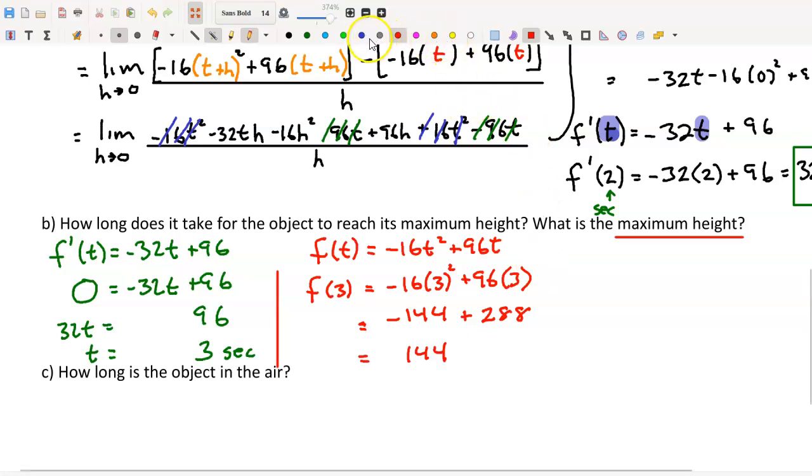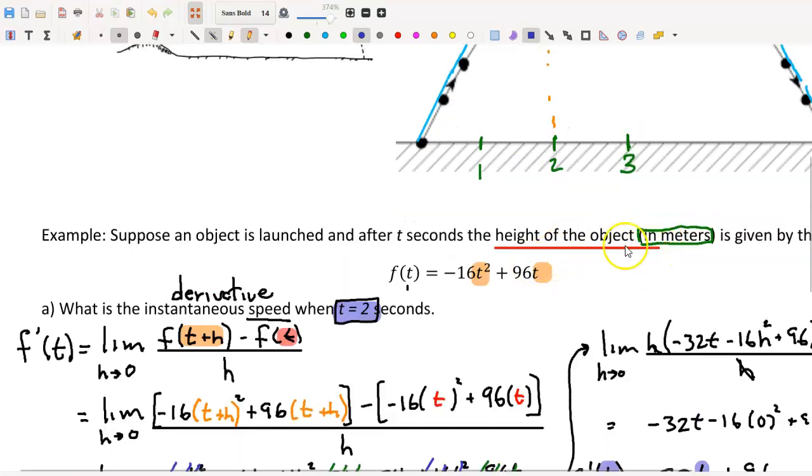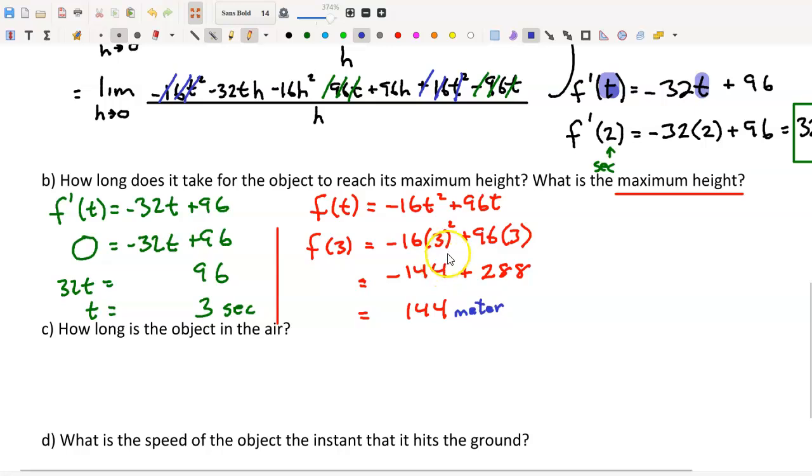What else should I add? Units, which are meters. Or meters per second. Which one is it? Just meters. The question was height. We use the function that gave us the height, right? And height is measured in meters.